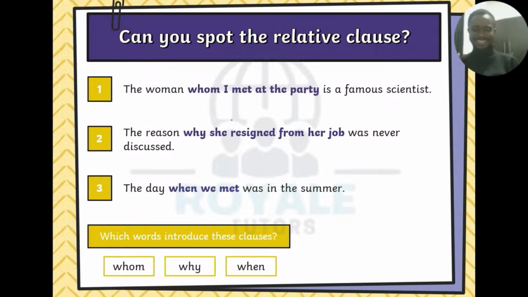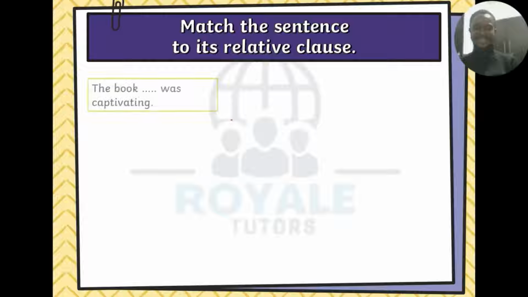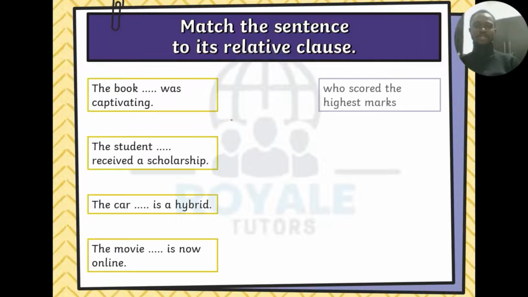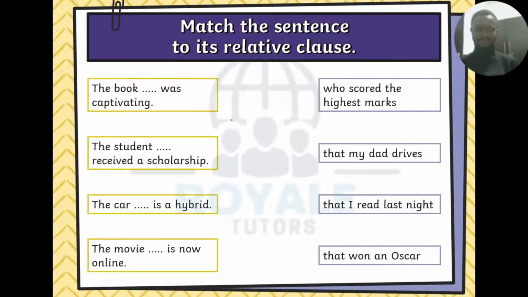Okay, this is going to be your take home work. It's simple. You're to match the sentence to its relative clause. For instance, look at the first expression to the left. It says, the book that was captivating. So we need to fill in the space with the right relative clause.